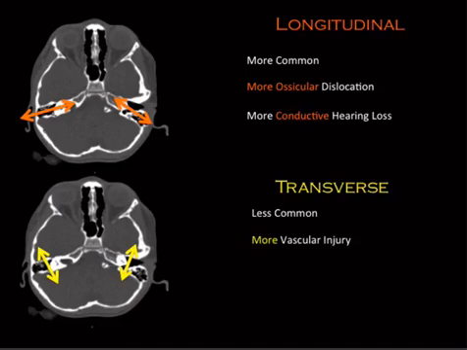Transverse plane, if you think about the direction of the carotid, is more like this, right? So it's like cutting through in that direction, so there's more vascular injury. And the way I remember this is, the other one is the other one, so if we said that longitudinal was conductive because it hits the ossicles, then the other one is more nerve issues, so sensorineural hearing loss, and also damage to the facial nerve, which you remember runs through the temporal bone as well.